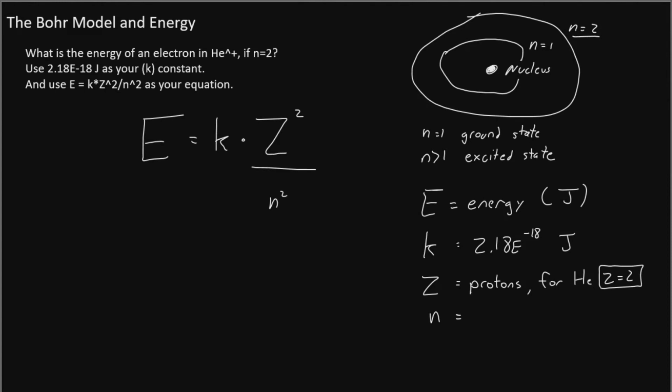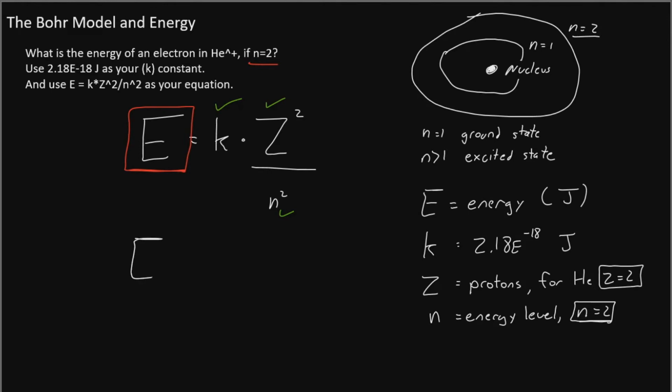The lowercase n stands for the energy level. This is given to us in the problem in line 1. We are told directly that n=2. Therefore, we know K, we know Z, and we know N. And now all that's left to do is do the calculations to solve for energy.